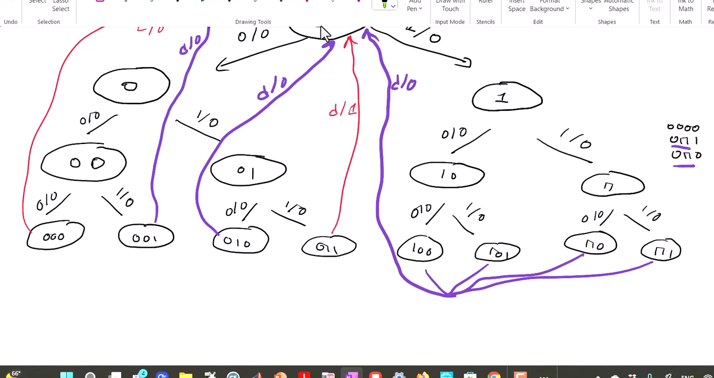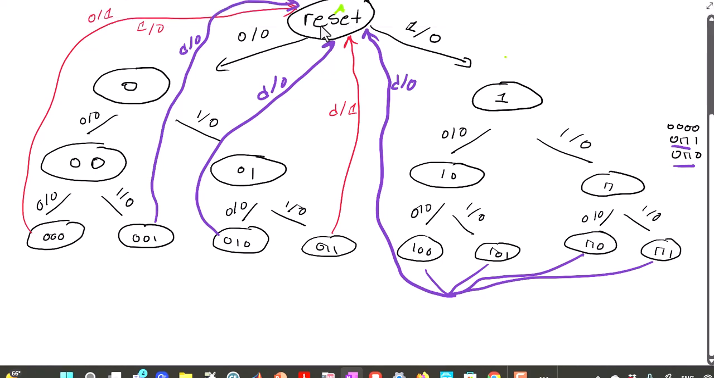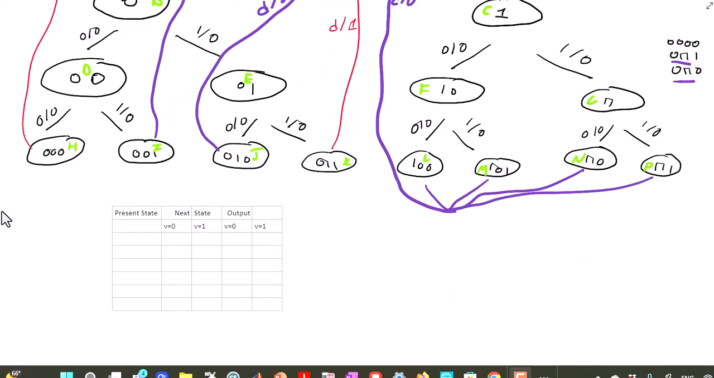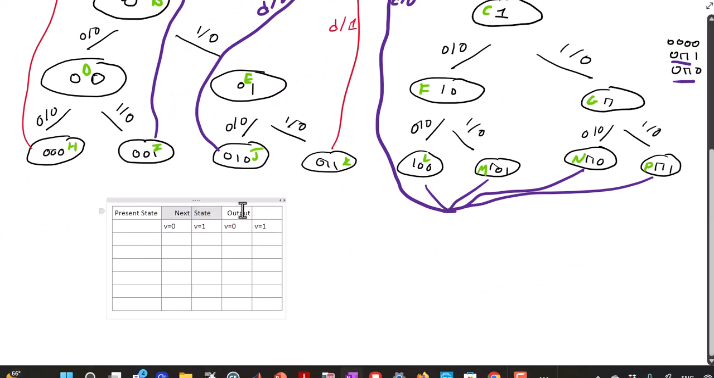I will call these states A, B, C, D, E, F, G, H, I, J, K, L, M, N, and I'm going to skip O because it looks like a 0 and do P. Okay, so now we'll put in the state table. So we've got the states through P.